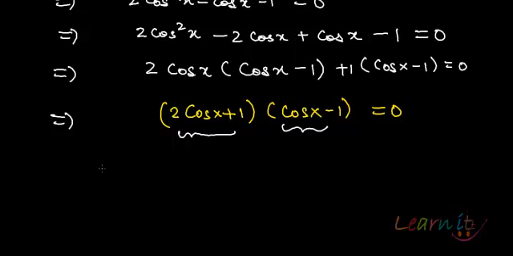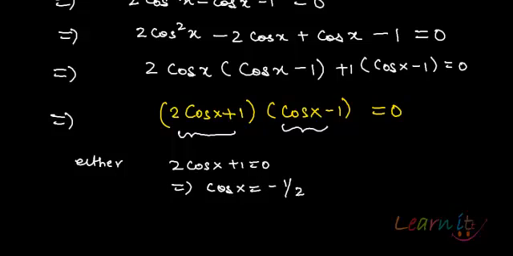So let's first take this case. Either 2 cos x plus 1 equals 0. What does that imply? That implies that cos x equals minus half. Or else cos x minus 1 equals 0, which implies that cos x equals 1.